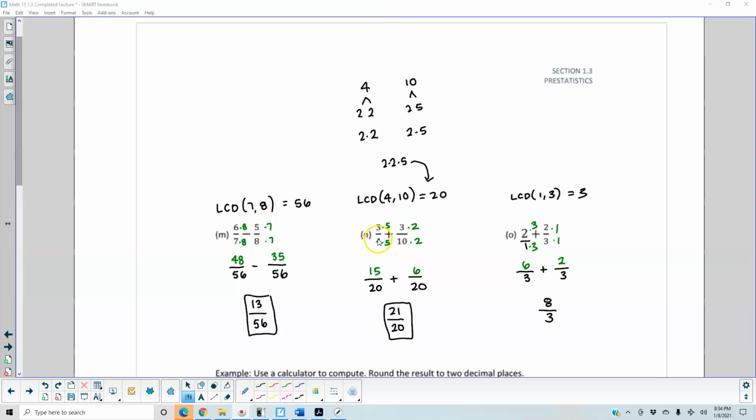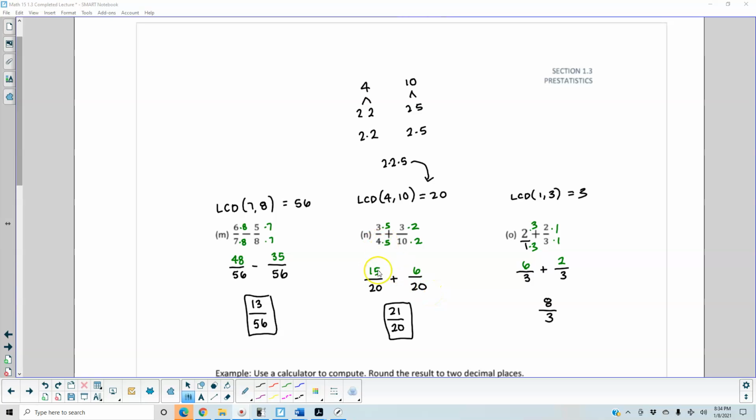Part N, we have 3/4 plus 3 over 10. We want to find the LCD between 4 and 10. Well, if we find the prime factorization of 4, it's 2 and 2. Prime factorization of 10 is 2 and 5. So they have a 2 in common, but there's 2's over here. So we have 2 2's times our 5. So 2 times 2 times 5 gives us 20. So the LCD is 20.